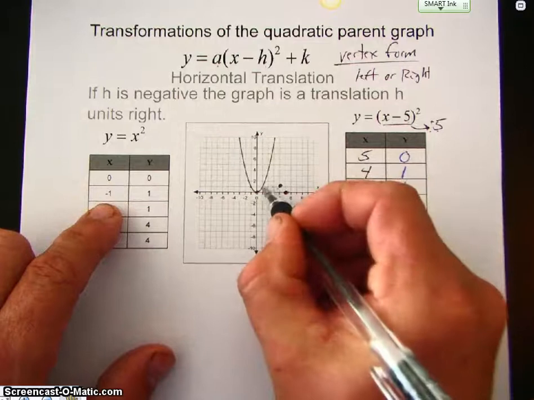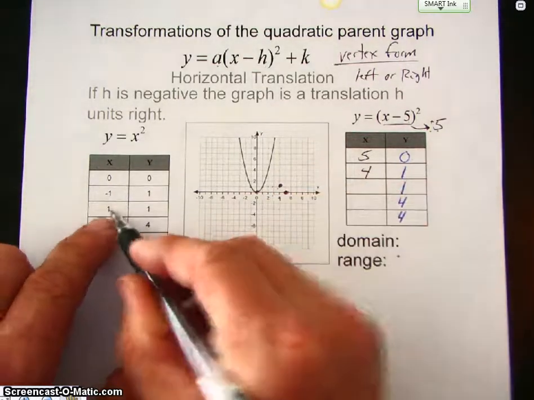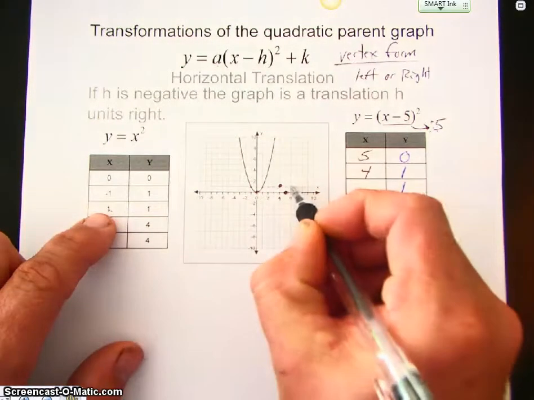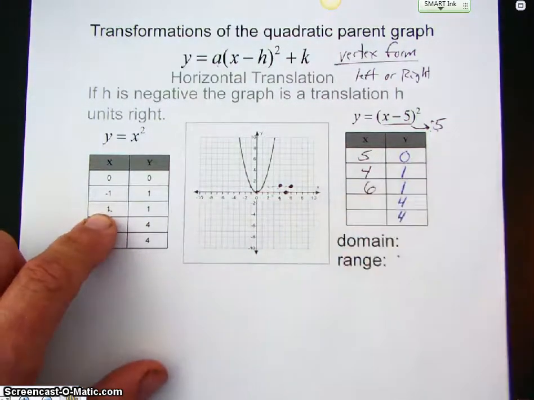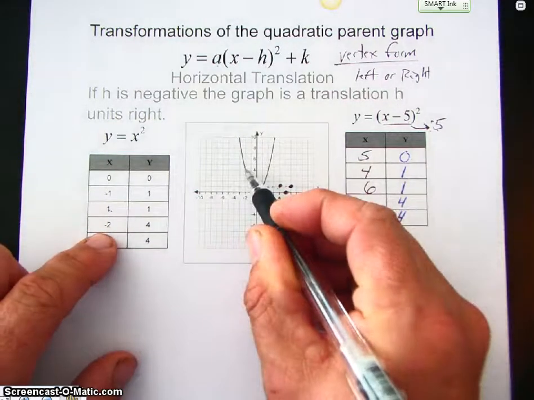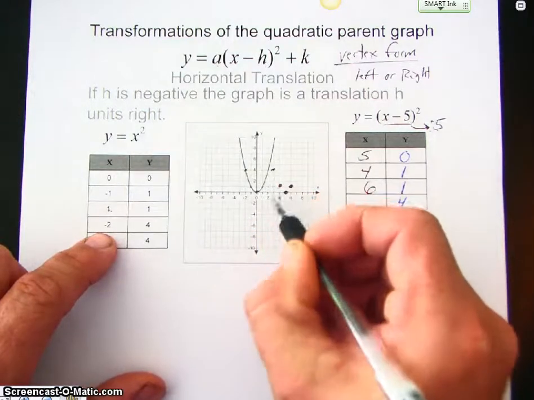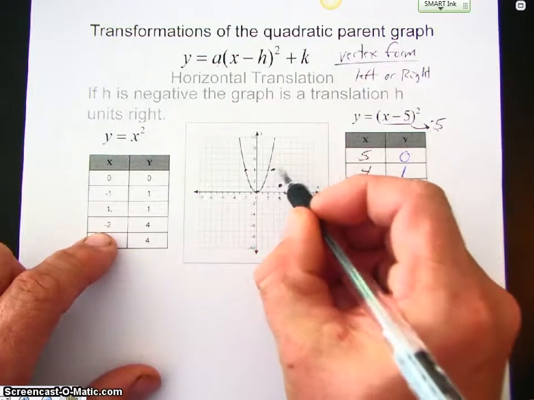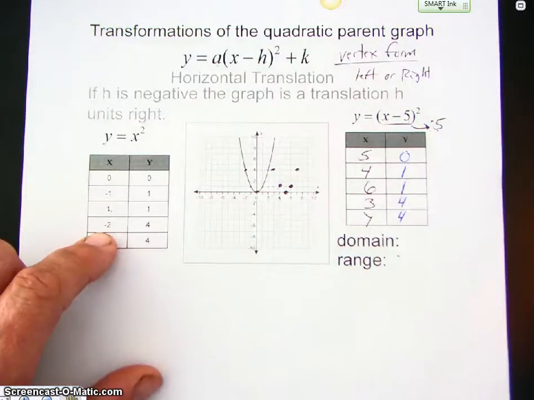Now this point, 1, 1, this one value, you're going to add 5 units to it. So it's going to go to the right 5. 1, 2, 3, 4, 5. Now that is at 6. The -2, 4 is this point right here. Now it's going to go 5 to the right. 1, 2, 3, 4, 5. So now that is at 3. And then this one is going to go 5 to the right. 1, 2, 3, 4, 5. Now that's at 7.